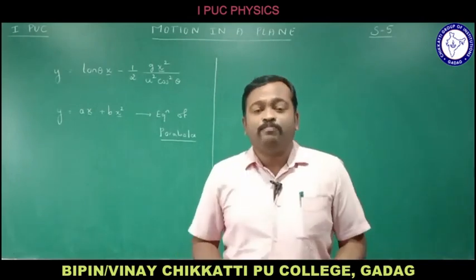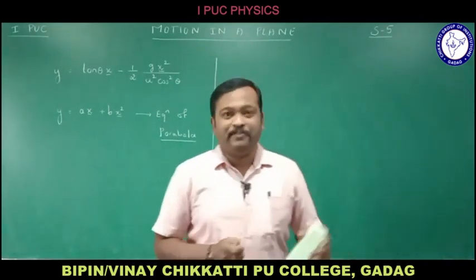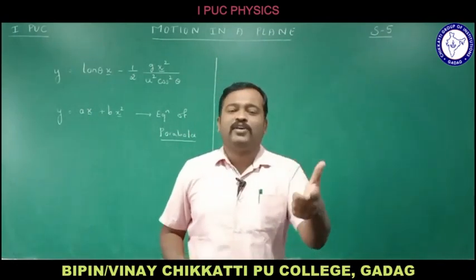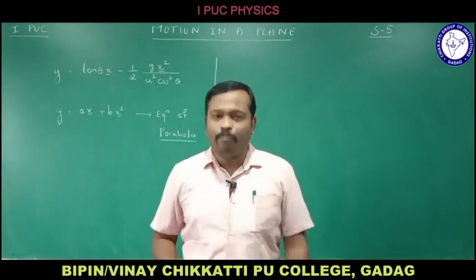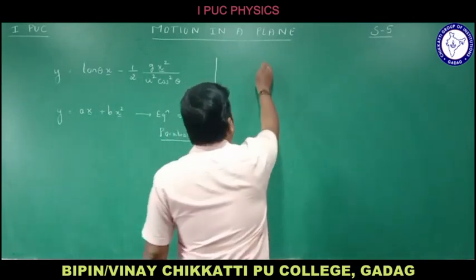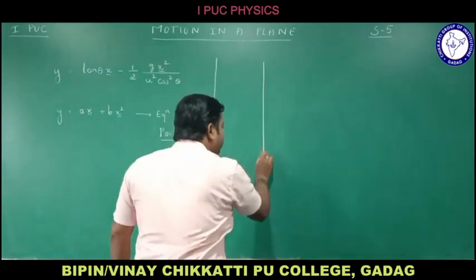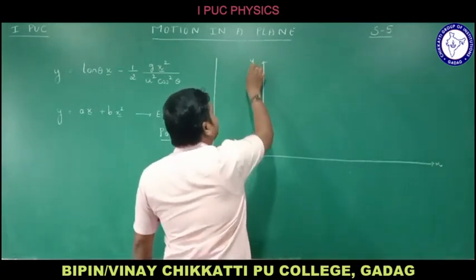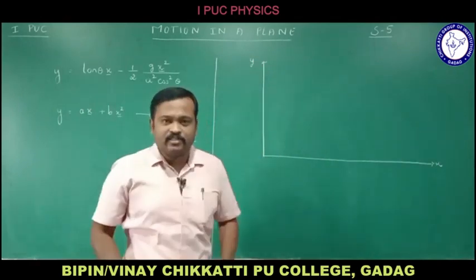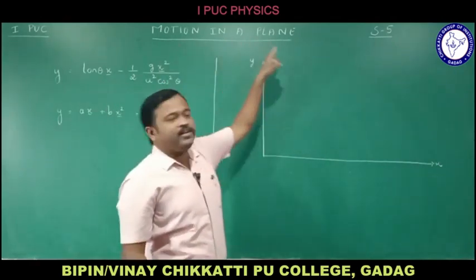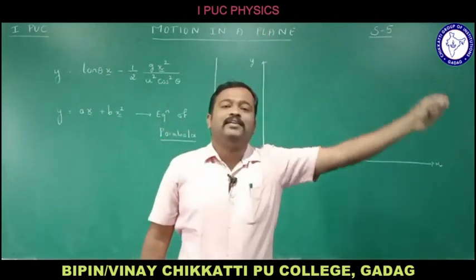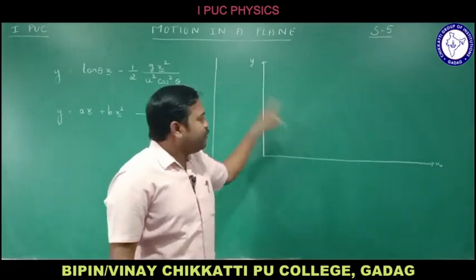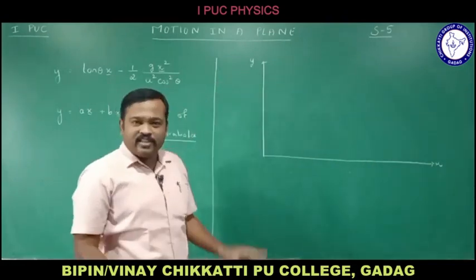Now let us see much more things about this projectile motion. First of all, let us understand what happens to the velocity and the acceleration during projectile motion. Let me consider one example here. Let me take two axes, this is the x-axis and this is the y-axis. I am taking two axes because we are discussing motion in a plane. Projectile motion is an example of motion in a plane, which is 2 dimensions.